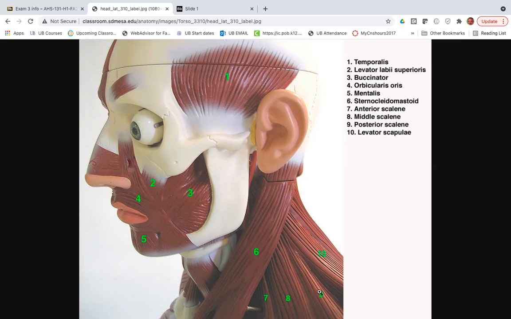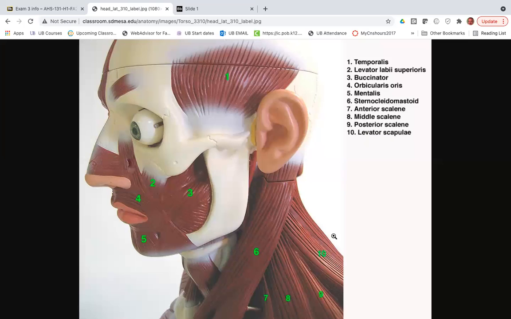Posterior to the posterior scalene is a muscle that goes from the upper 4 cervical vertebrae, C1, C2, C3, C4, and it's going to insert onto the superior angle of the scapula. And the muscle is going to elevate the scapula, like it's going to shrug your shoulders up. So this muscle here is called a levator scapula. By its name, levator scapula, it sounds like elevator scapula. It's going to elevate the scapula.